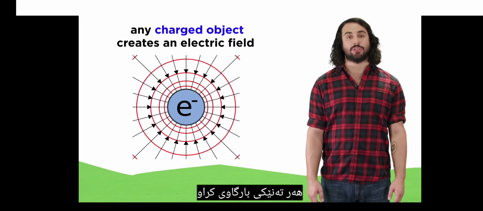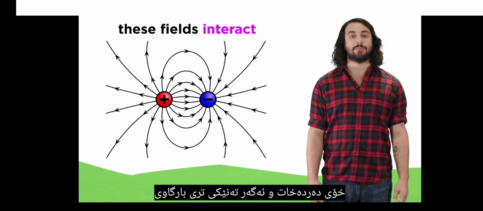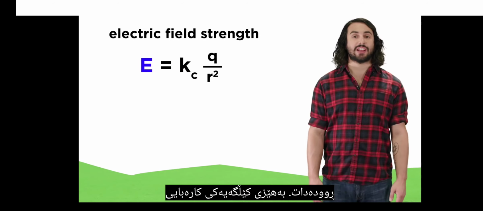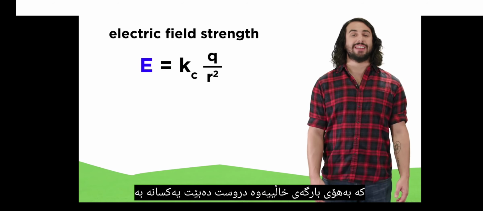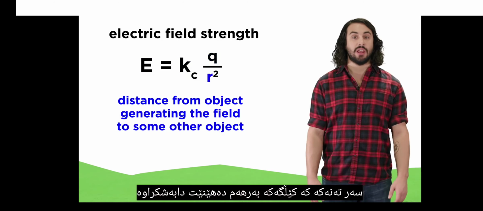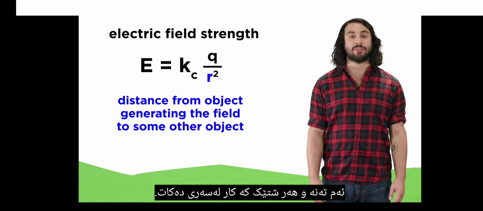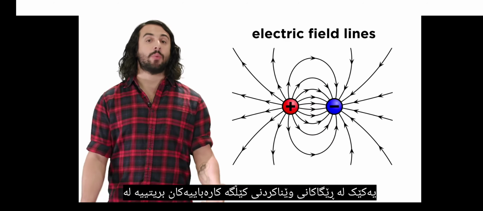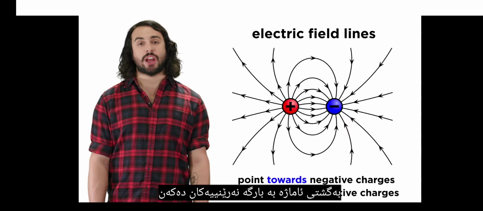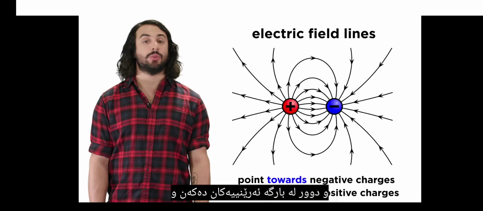Any charged object will manifest an electric field around itself, and if another charged object enters this field, interactions will occur. The strength of an electric field generated by a point charge is equal to the Coulomb constant times the charge on the object producing the field, divided by the square of the distance between this object and whatever it is acting on. One way we depict electric fields is by drawing electric field lines, which generally point towards negative charges and away from positive charges, and do not cross.